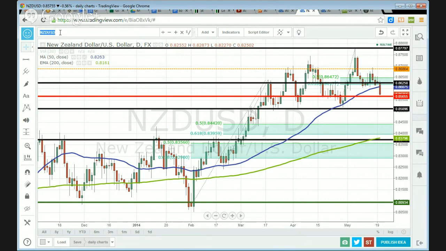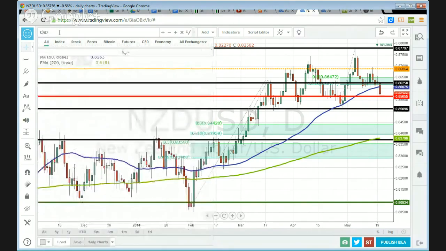Now I currently have 3 trades on. One is at break even, so I have risk exposure on 2 of them, and I just put another one on as well, which we'll get to in a moment. So let's take a look at Canada Swiss.